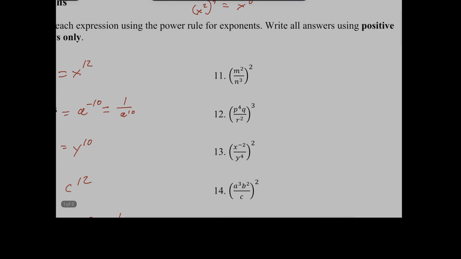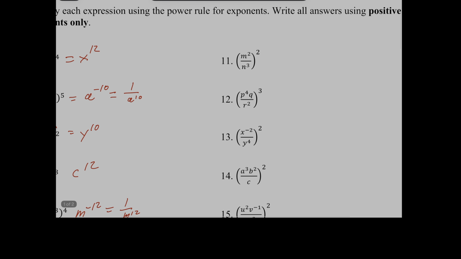Okay, this, my friends, is how we do powers. If you have a fraction, you have to do it to the top and you have to do it to the bottom. So this is going to become m to the 4 over n to the 6. Okay, same thing here. Everybody gets it. So that's going to become p to the 12, q to the 3rd over r to the 6.